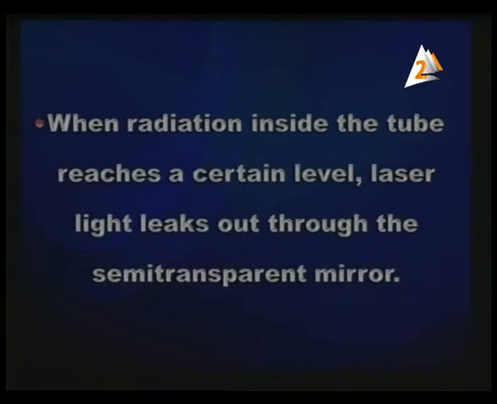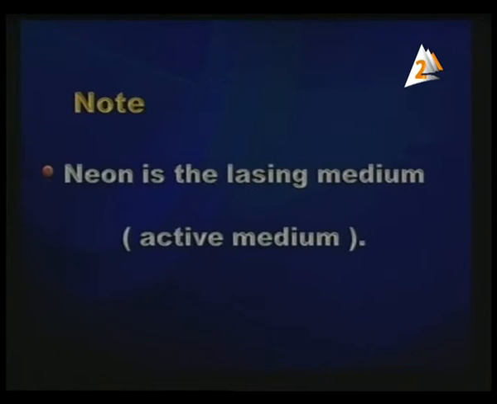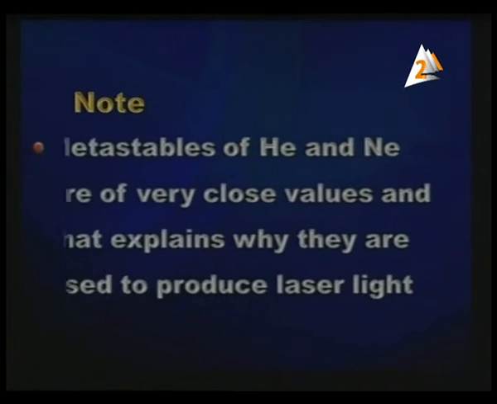When radiation inside the tube reaches a certain level, laser light issues out, leaks out through the semi-transparent mirror. Note, neon is the lasing medium, the active medium, the material from which we'll obtain laser.